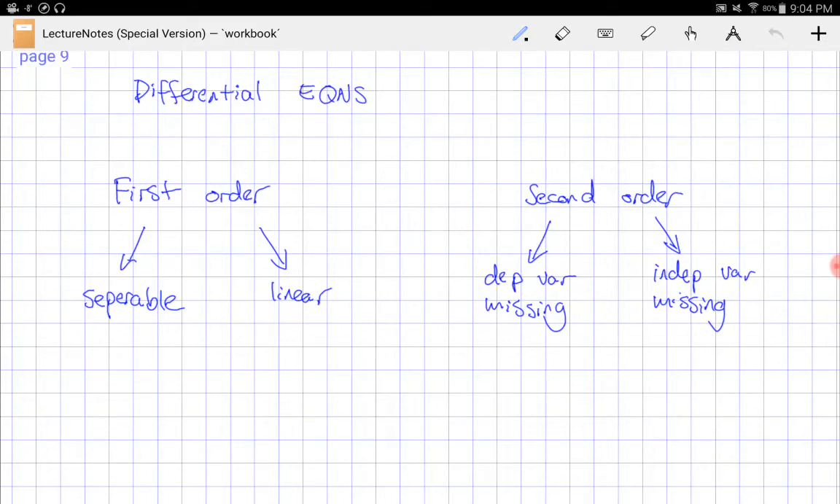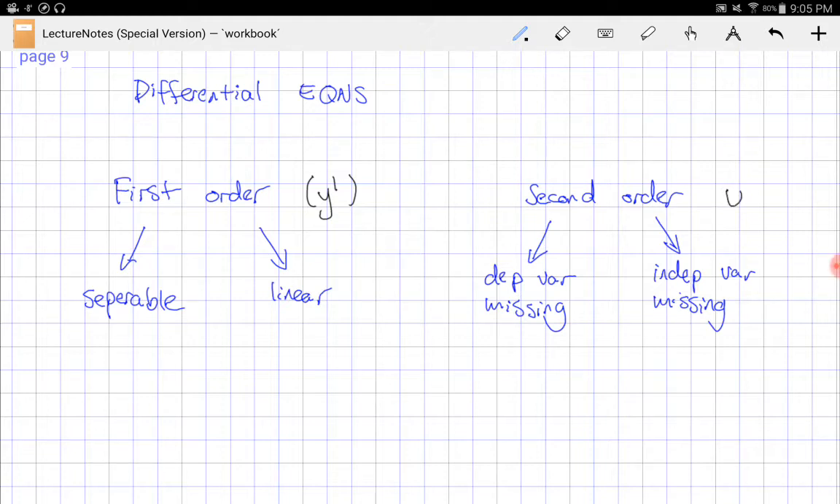So in this video, we'll talk about differential equations and the four types of differential equations that you'll encounter in this course. So first of all, we categorize differential equations by the highest derivative that is in the equation. In this course, we only talk about first and second order. First order is if you have a y prime, and that's your highest derivative within your equation.